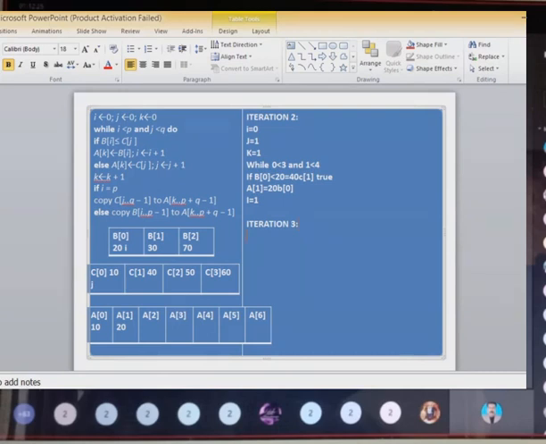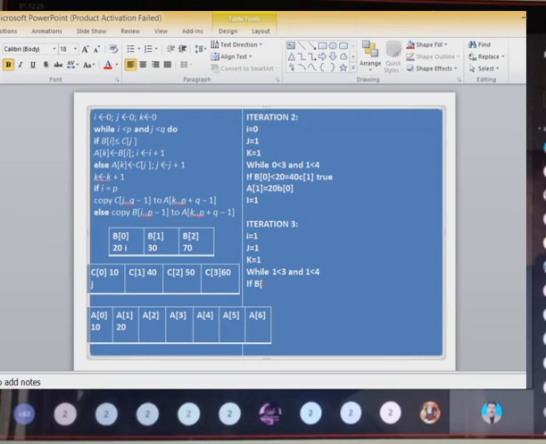Iteration 3. I equivalent to 1. What about J? J equivalent to 1. K equivalent to 1. Now the while condition is 1 less than 3 and 1 less than 4. Okay. Next, your condition is if, what is the condition?